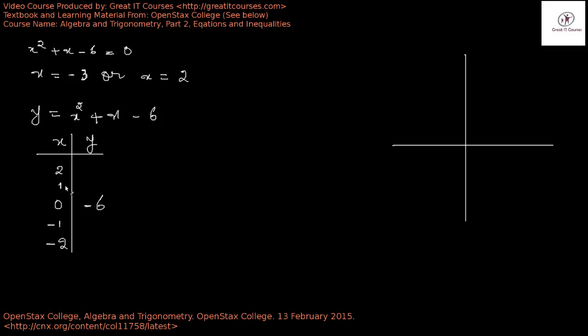At x is equal to 1, your y value is going to be 1 squared plus 1, so it's 2. 2 minus 6 is minus 4. At x is equal to 2, your y value is 2 squared, 4. 4 plus 2 is 6. 6 minus 6 is equal to 0. At x is equal to minus 1, your y value is going to be minus 1 squared, which is 1. So 1 plus minus 1 is 0, so it would be minus 6.